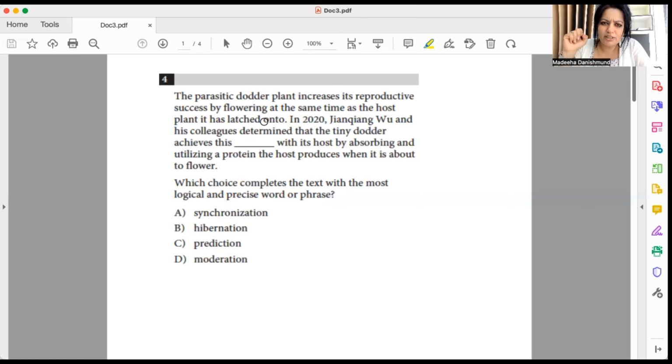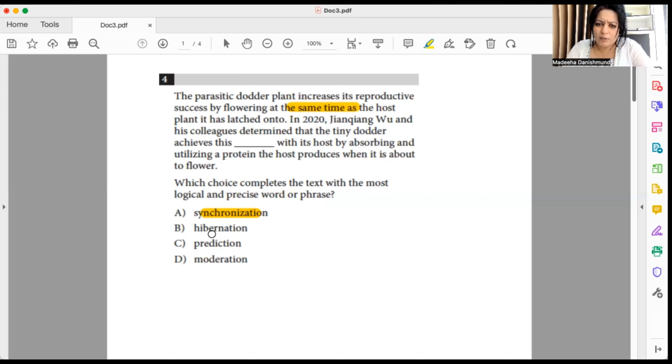Over here, it says the parasitic dodder plant increases its reproductive success by flowering at the same time as the host plant it latched onto. At the same time, so we're looking for something that's representing something simultaneous, right? So here, determined that the tiny dodder achieves this dash. Let's look at the words now. Synchronization, that means in harmony. I think this fits. At the same time means it's in harmony with whatever the process is. This is a possibility. Let's look at the other options.